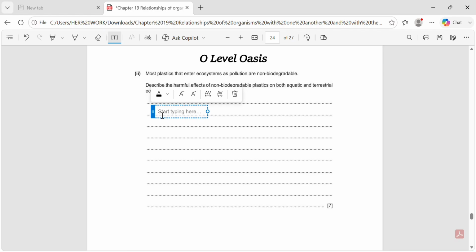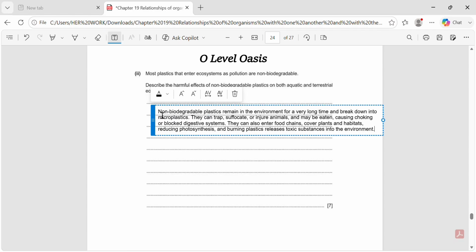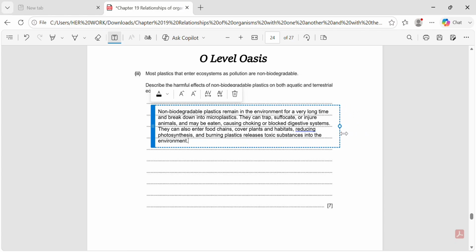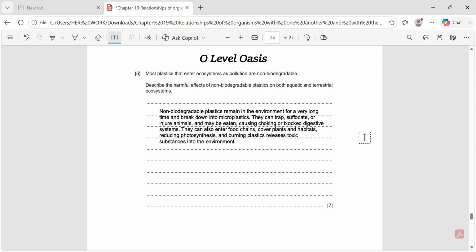So the answer we write is, non-biodegradable plastics remain in the environment for a very long time and break down into microplastics. They can trap, suffocate or injure animals, and animals may eat the plastic, causing choking or blocked digestive systems. Plastics enter food chains and accumulate in top predators. They can also cover habitats or plants, blocking light and reducing photosynthesis. Burning plastics releases toxic substances into the environment.